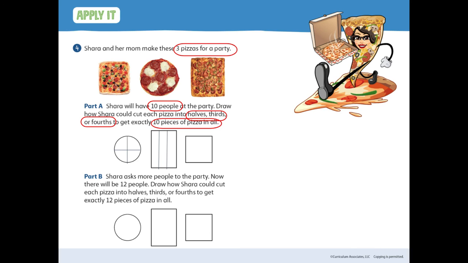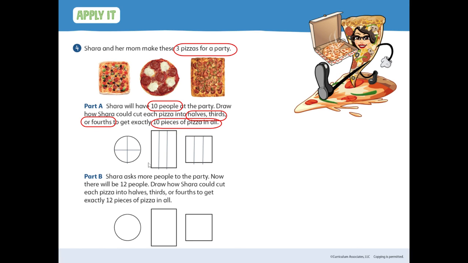So now I have thirds, so I have fourths and thirds, and 4 plus 3 is 7. So how many more pieces do I need? 7. I'm going to count up to 10. 7, 8, 9, 10. So I need 3 pieces. So I'm going to cut this next pizza into thirds. 2, 3. So let's see. This one's thirds, equal.